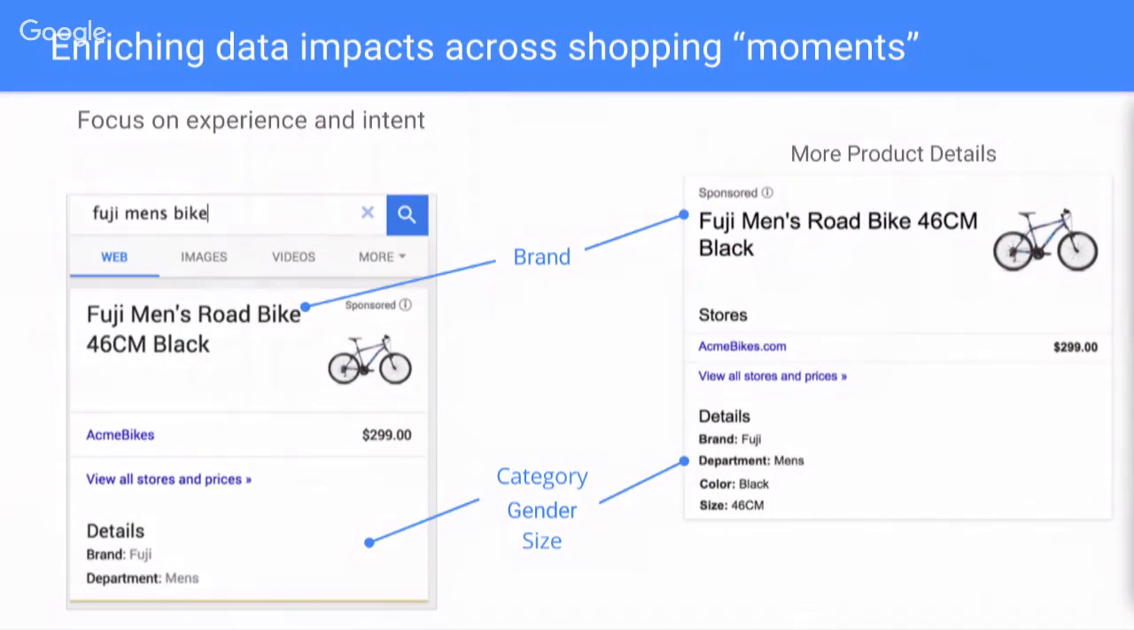And we want to make sure that we're being flexible because as we know, Google likes to try out different formats. And if we have a really good, robust data feed, then this is going to help us, as an example, when things are kind of shifting and we're trying other things out. So enriching the data is going to impact across all of the shopping moments.